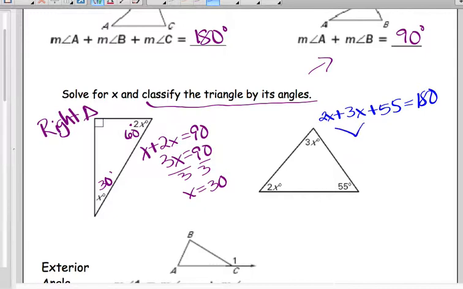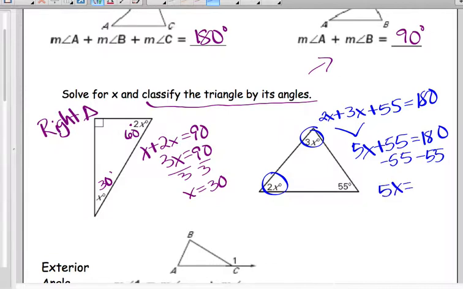You can combine your like terms here, and you could combine before you write this down. I usually identify my like terms before I write the equation, and I combine them before I write it down. 2x and 3x combine to be 5x's, and then 55 was your constant over here. And together that all makes 180. So we're going to solve by subtracting 55 on both sides, and that would be 125 here, and then dividing by 5 on both sides, x will be 25.